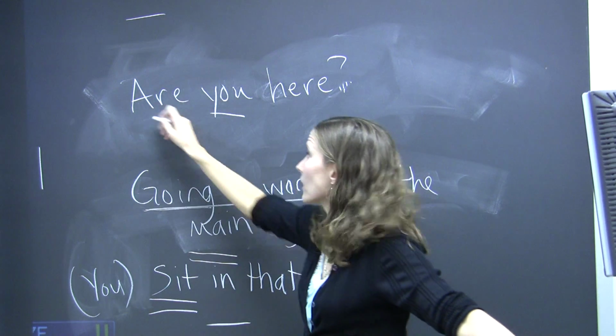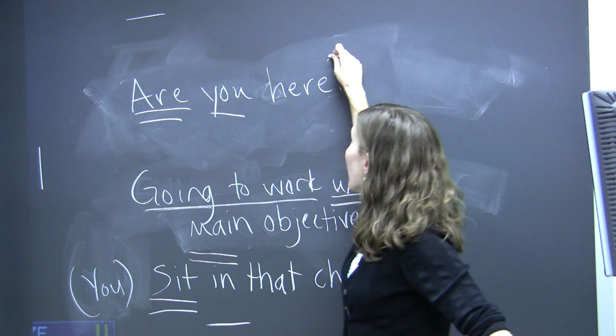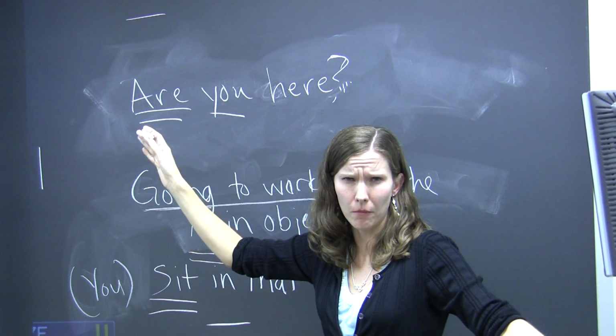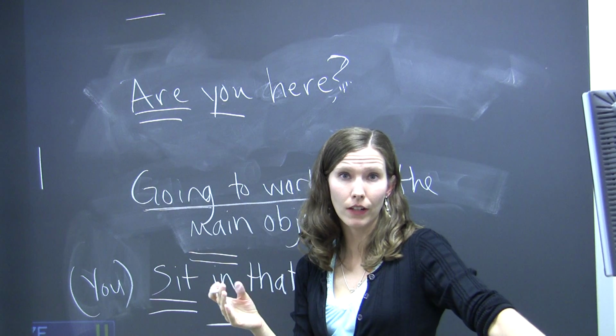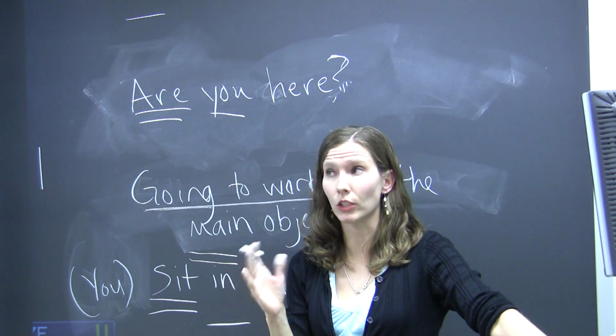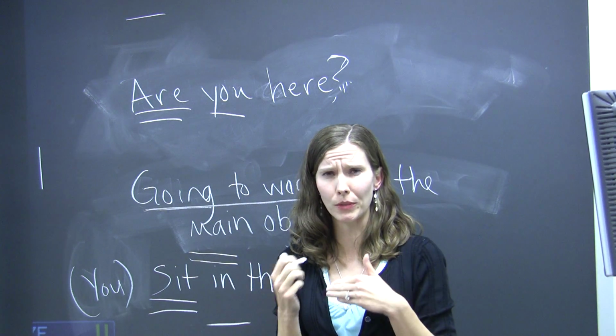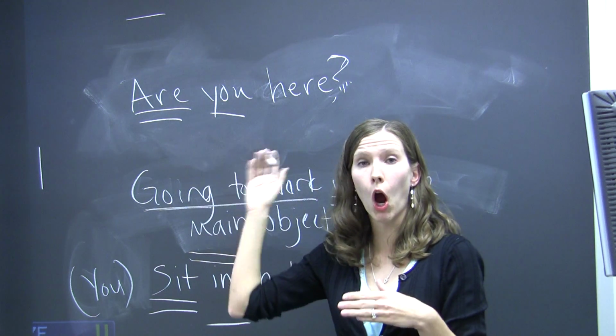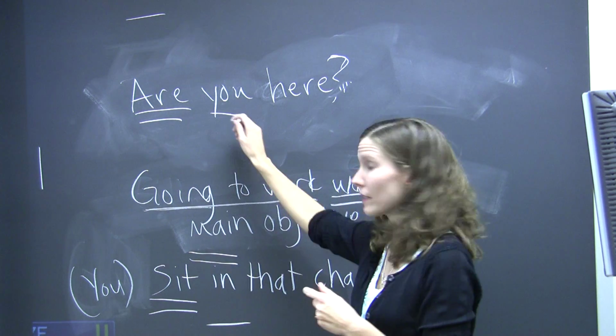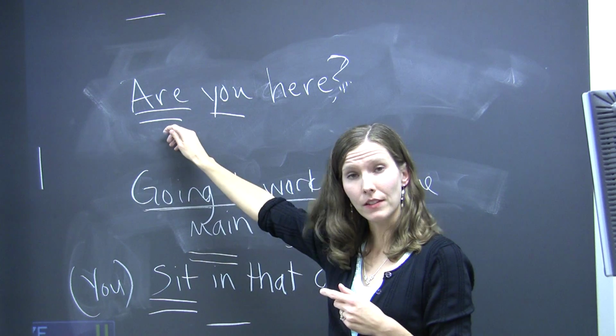The verb is are. With questions, the verb is going to come first. The way to easily identify the subject and verb in a sentence where it's a question is to turn it into a statement, such as you are here. Then it would be obvious that this is the subject and this is the verb.